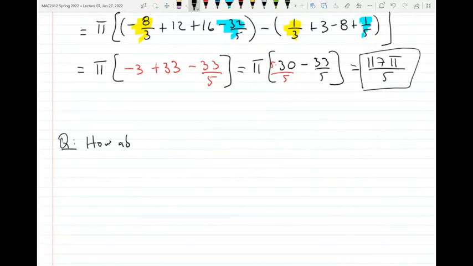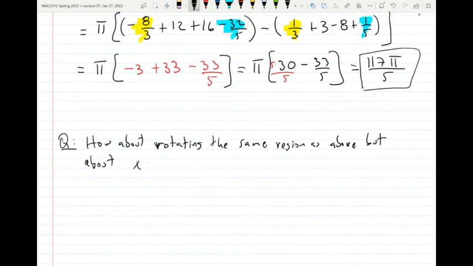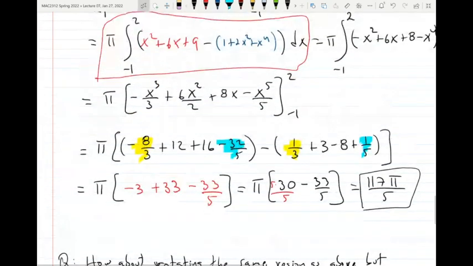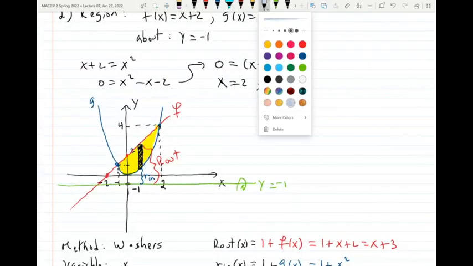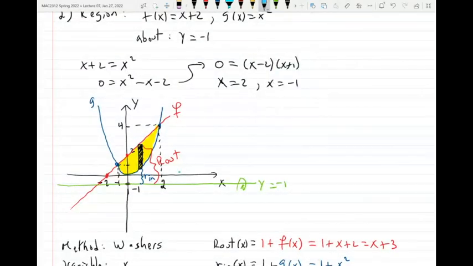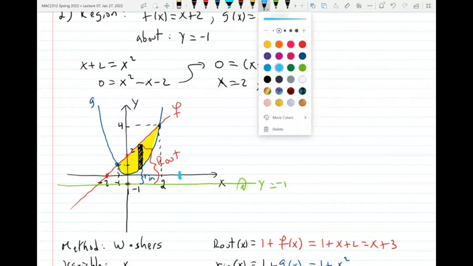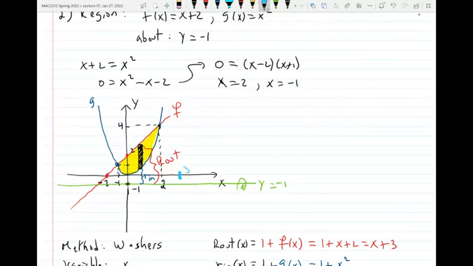How about rotating exactly the same region as above, but about the line x equals 3. So I'm going to go here, and let's say 3 is over here, and then this is the line x equals 3, and we want to rotate about this line.